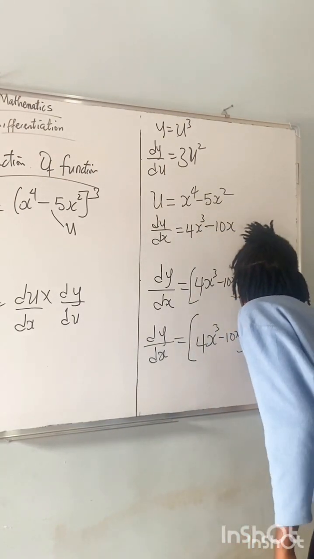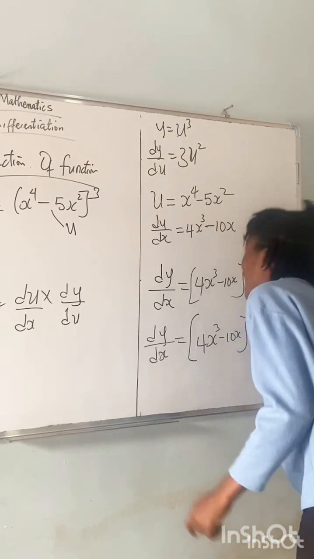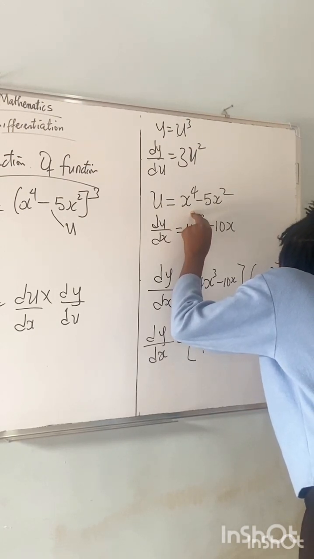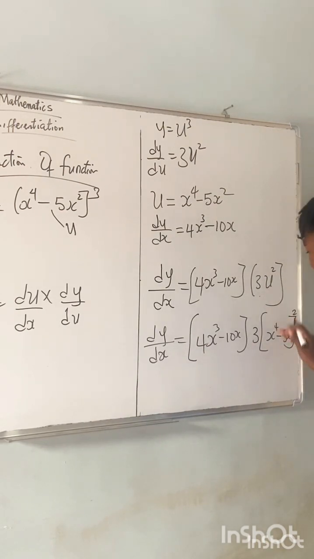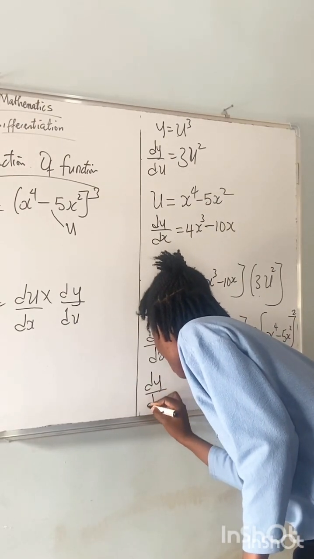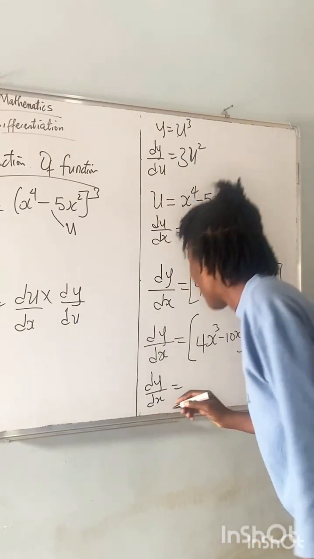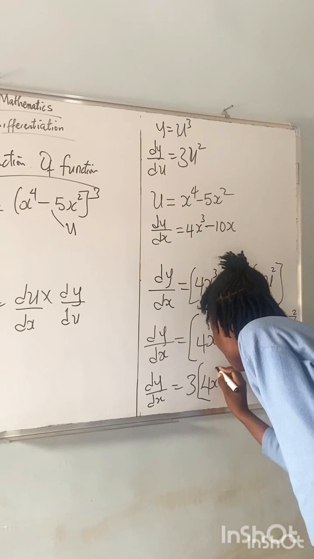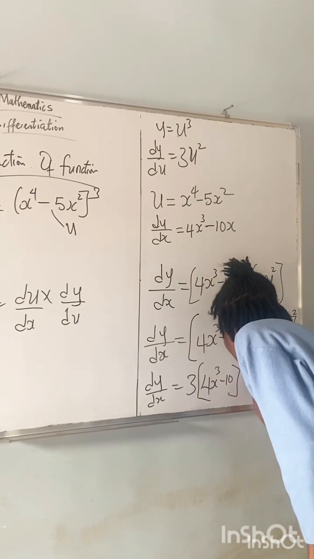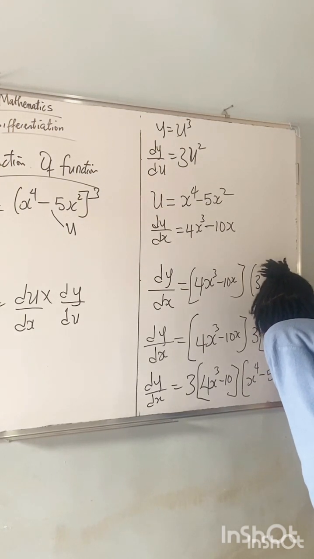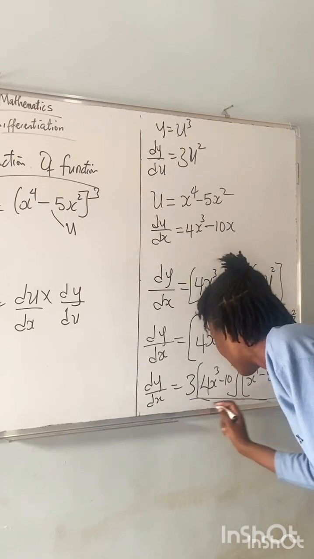Then multiplied by 3, and our u is x raised to power 4 minus 5x squared, since it's u squared, all raised to power 2. So this is how it's going to look. And then we can bring our 3 forward, since it's multiplication, it still means the same thing. We have 3 times 4x cubed minus 10x multiplied by x raised to power 4 minus 5x squared, all squared. So this is our final differentiated answer.